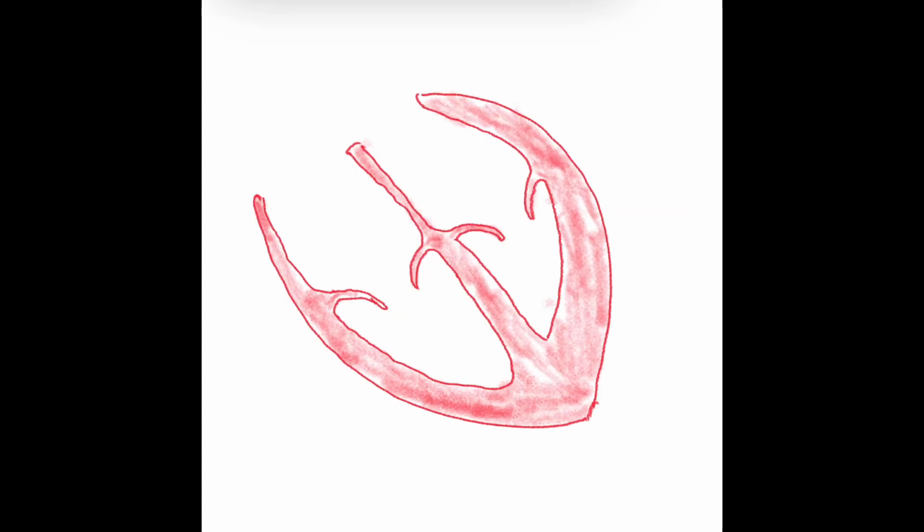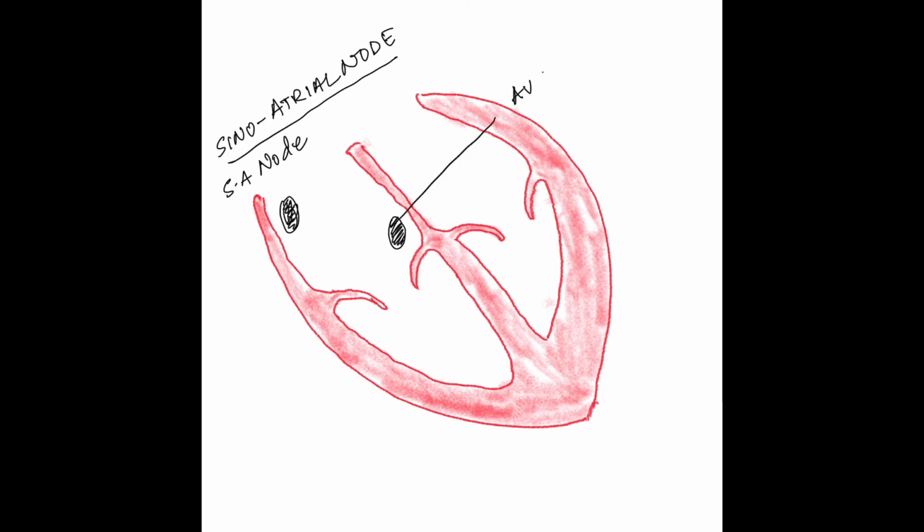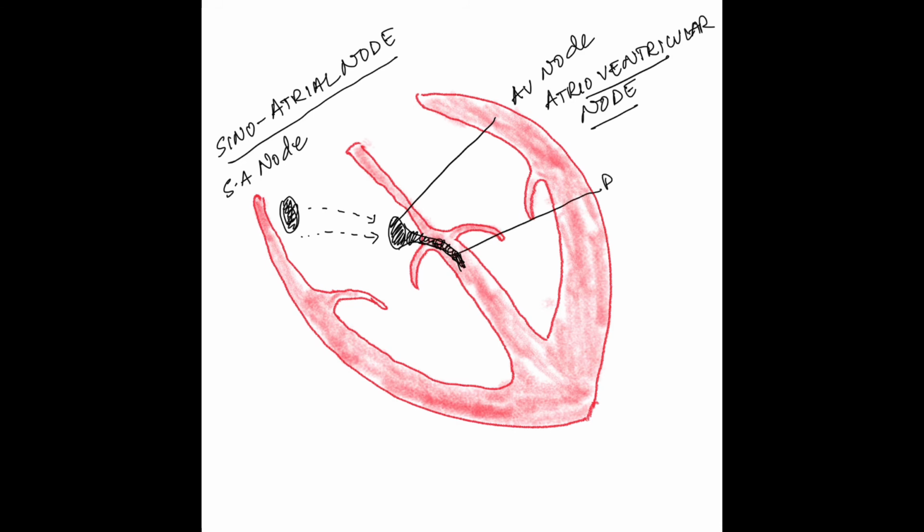And finally, a few words about the nodal tissue of the heart. It is a specialized cardiac musculature. The SA node or the sinoatrial node is present in the right upper corner of the right atrium. The AV node or the atrioventricular node is present in the lower left corner of the right atrium, close to the atrioventricular septum. The atrioventricular bundle, also called the bundle of His, continues from the atrioventricular node, that is the AV node. This bundle crosses the atrioventricular septum and reaches the interventricular septum.